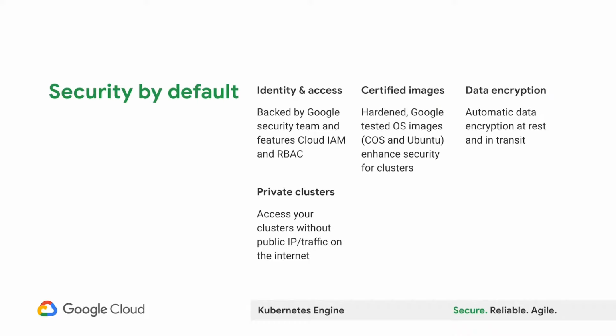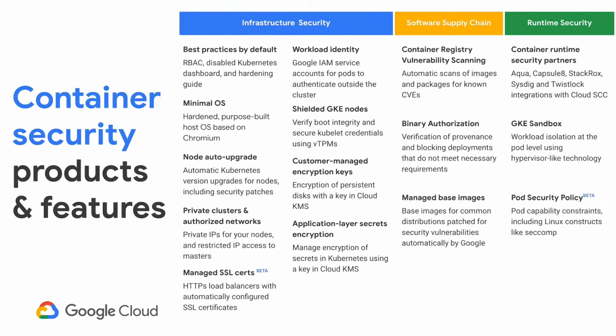Certified images. Google will test operating system images that are run on your actual Kubernetes nodes to make sure that they're scanned for vulnerabilities and we know about any challenges there. So you can use those certified images for your nodes. And data encryption, automatic data encryption at rest and in transit for your Kubernetes clusters and workloads. And private clusters. I mentioned earlier private networking versus hybrid networking or interaction with the internet. The ability to access your clusters without the clusters themselves being available on the internet is a useful tool.